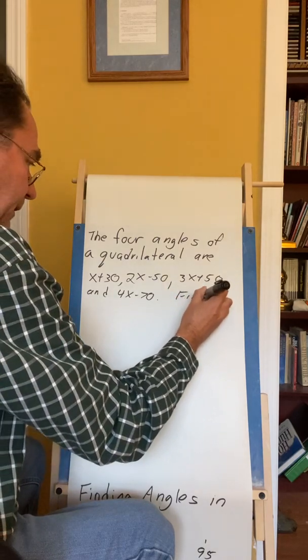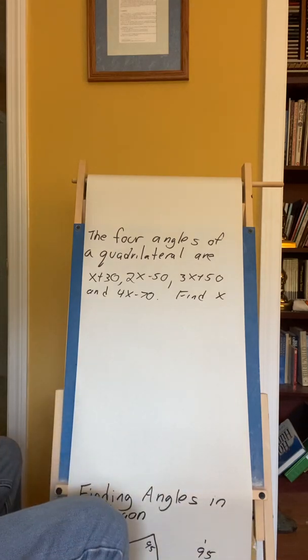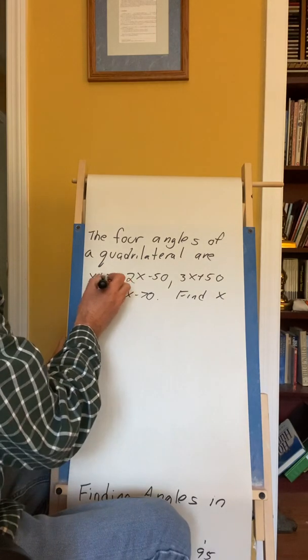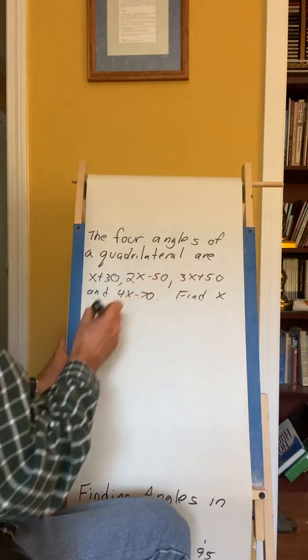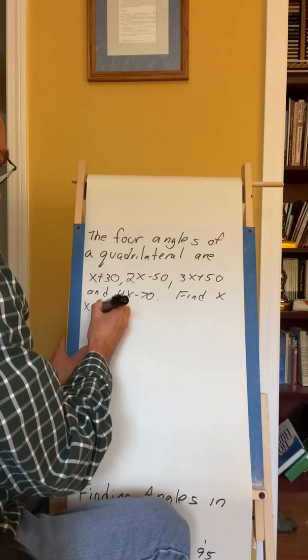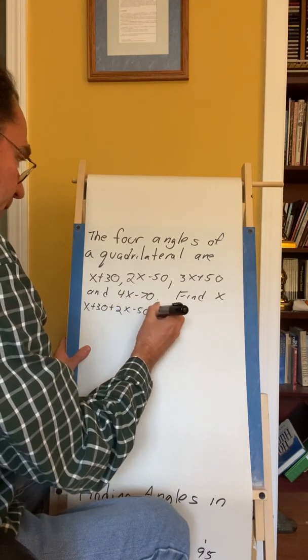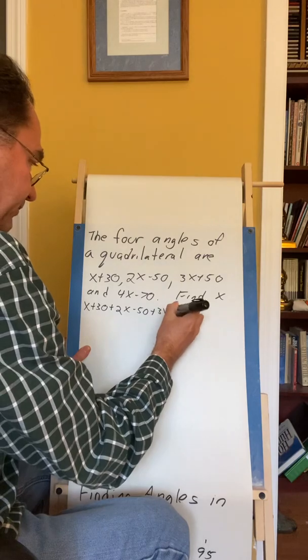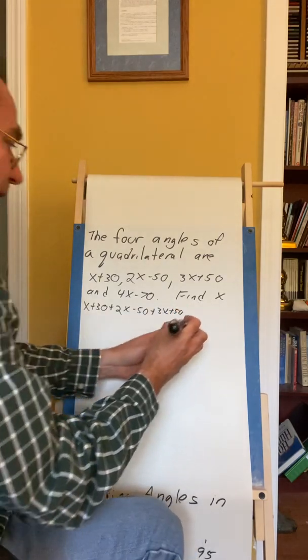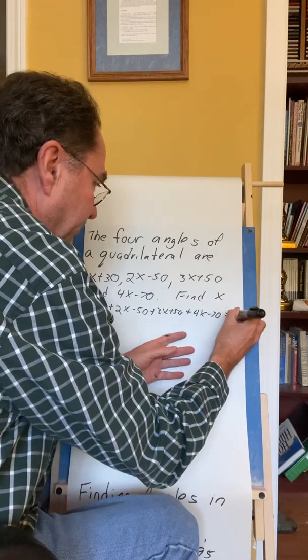Find x. Well, we know from the problem we just did that in the quadrilateral, the four angles are going to add up to 360. So the problem is just this angle plus that angle plus that angle plus that angle equals 360. So it's x plus 30 plus 2x minus 50 plus 3x plus 50. Oh, I'm running out of room. Plus 4x minus 70 equals 360.